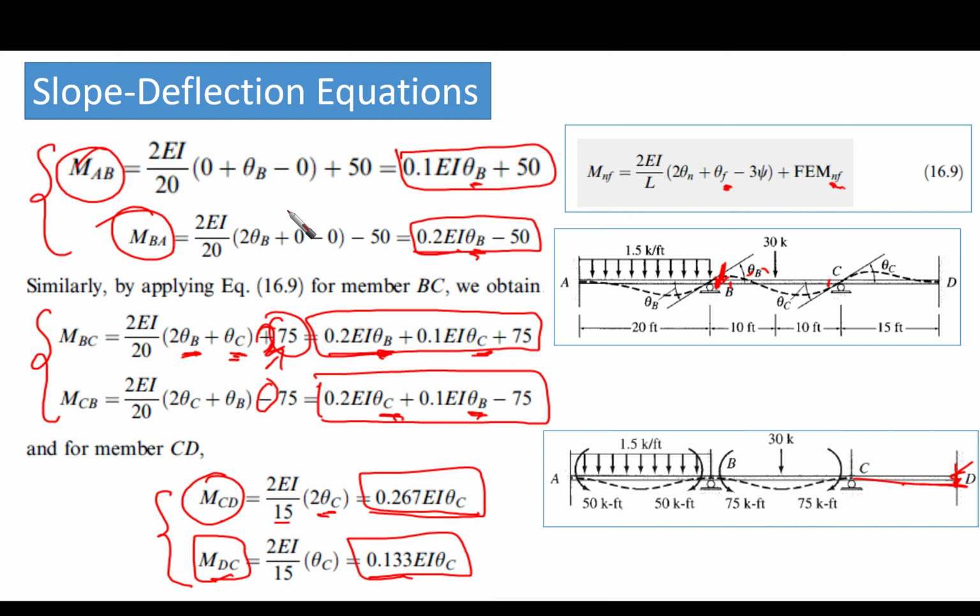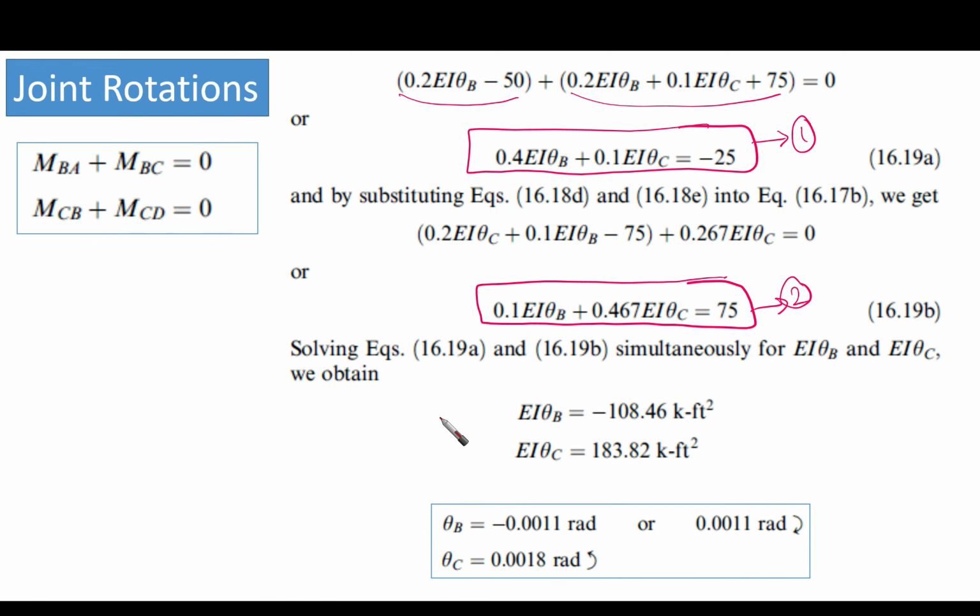If you look here, all the moments are a function of what? Here it is theta B, here it is theta B and theta C, similar here, and here it is theta C. We have all of the moments at all of the points as functions of the rotation. This means that if we could find the rotation, we are going to obtain the moments easily. So how are we going to find these rotations? Yes, exactly, from the equilibrium equation.